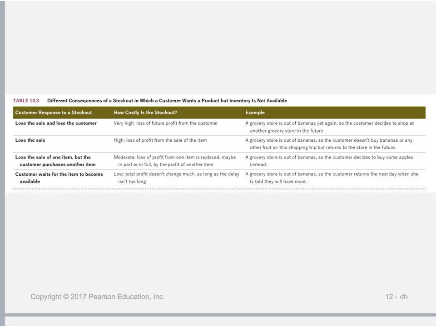What are some of the consequences when a customer wants a product but it's not available? You can lose the sale and lose the customer. You can just lose the sale. You can lose the sale of the item, but the customer will purchase something else. Or the customer can wait for the item to become available. Some customers will do that if they're very loyal to you and very loyal to the product. But there are times when people just get annoyed and they'll buy something else, or you lose the sale and the customer, and they'll go to another store that normally has product in stock. Especially if you have a rival where people can get the product that they want when they want it, then you're more likely to lose your customer.